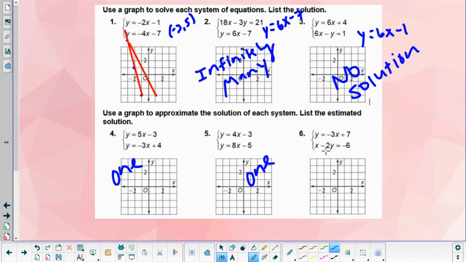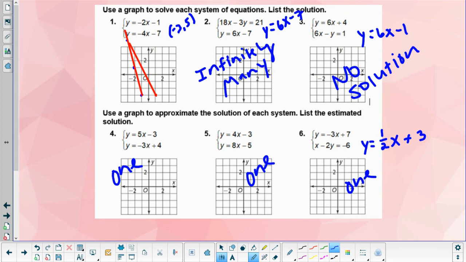Now this one here, we have to solve the second one. So I'm going to move my x over and make it negative. So -1 divided by -2, I would have y equals 1/2 x. And then -6 divided by -2 is +3. I can tell I have different slopes, so this one also would have one solution.